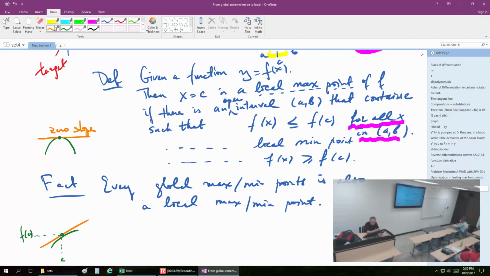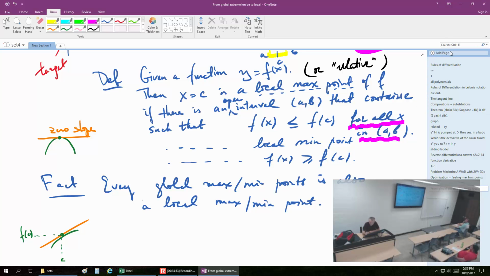One thing to mention is also that the alternative terminology for local is relative. So local, global, or absolute, relative. So relative meaning relative to that little interval that we picked.